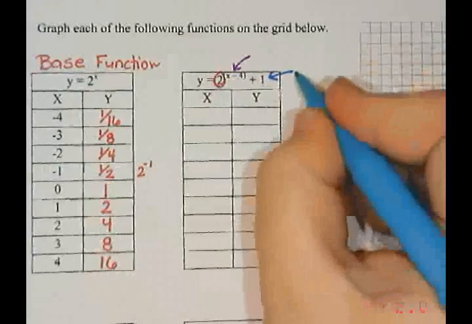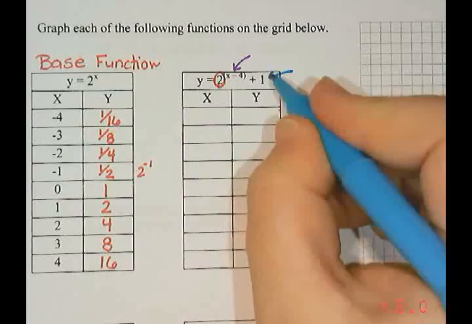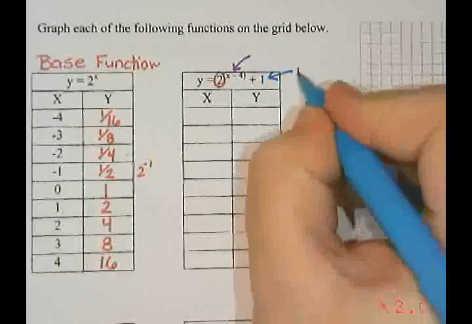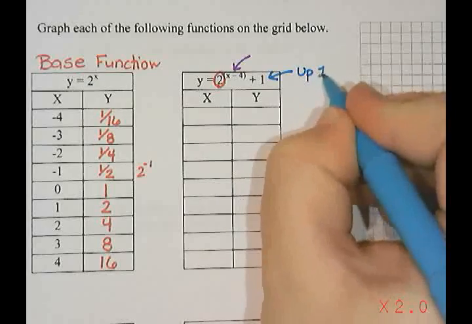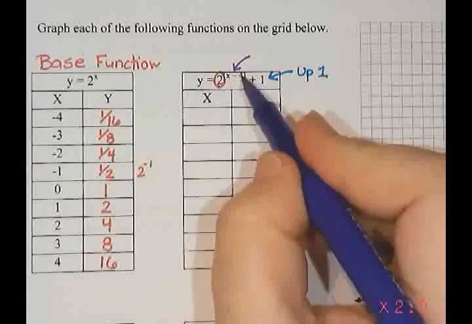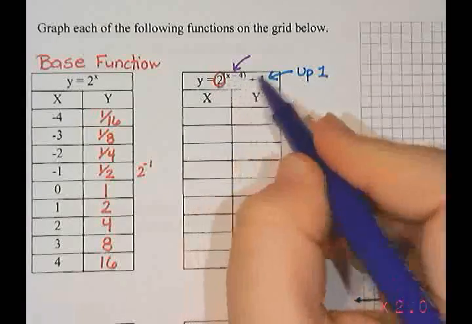So the plus 1 is that k value, and it should, as we said before, move the graph up and down. So since it's a positive 1, this is going to move the graph up 1. And then the minus 4 is going to move the graph to the right 4.